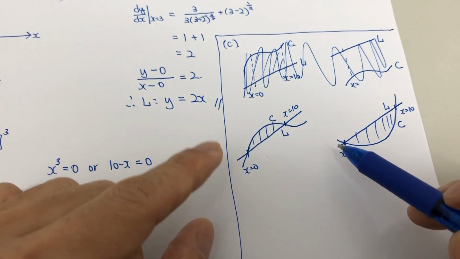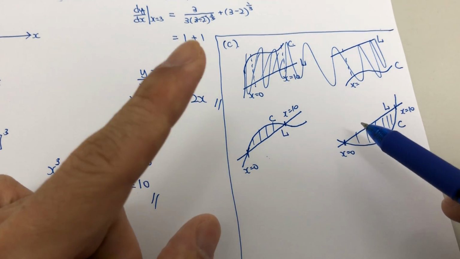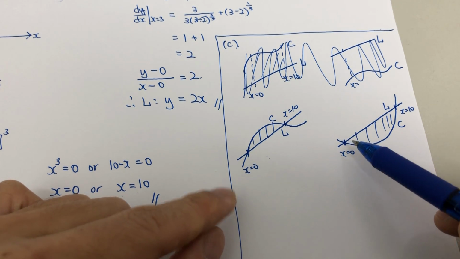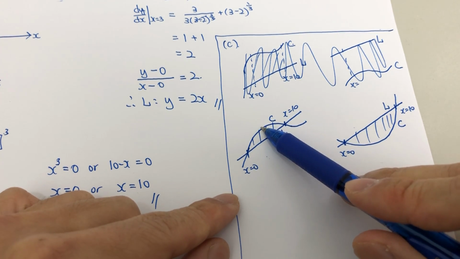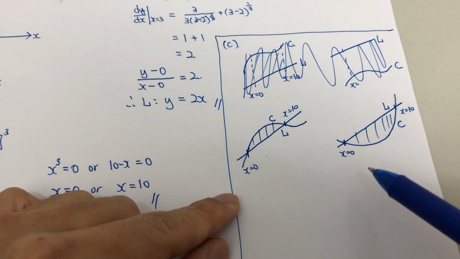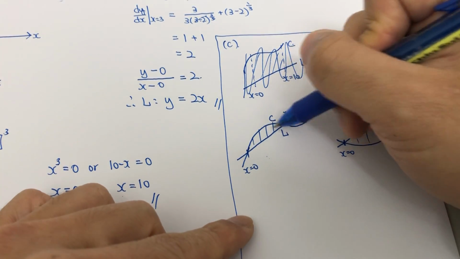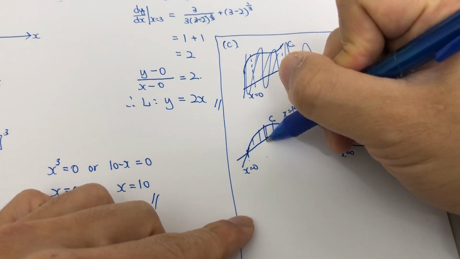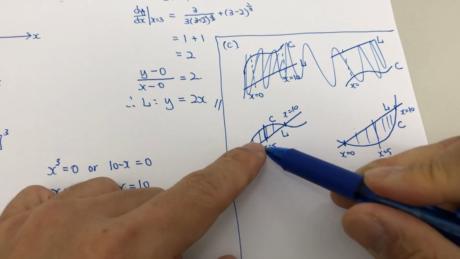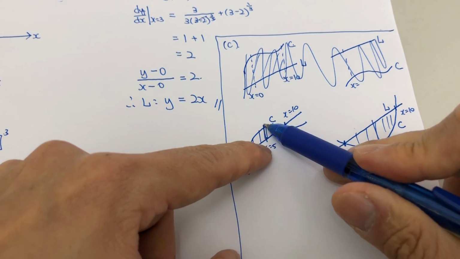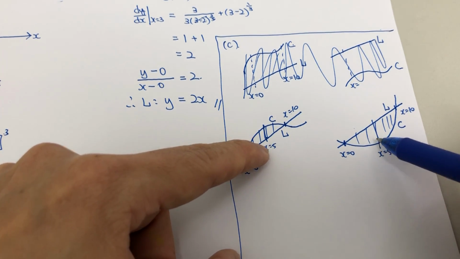So we need to find out which one is the case. Should the curve be the one on top, or the line is the one on top? So how could we check? We just need to check the midpoint. So from 0 to 10, you just need to check x equal to 5. You put x equal to 5 into the curve and also into the line, and then check which one is on top.